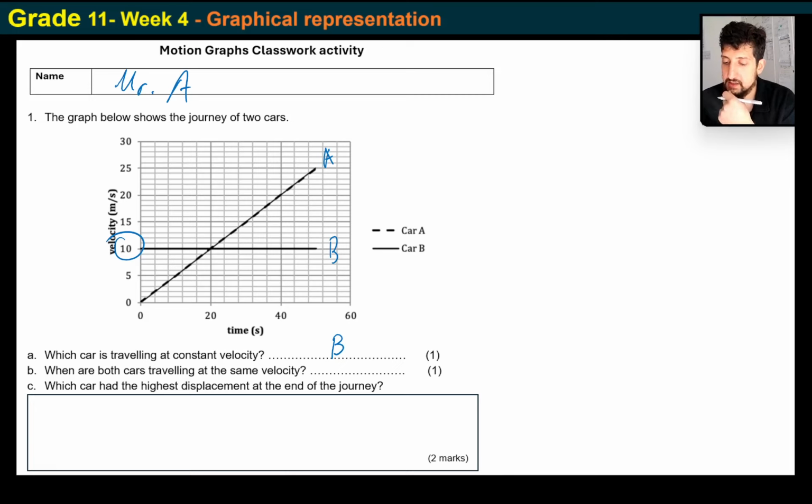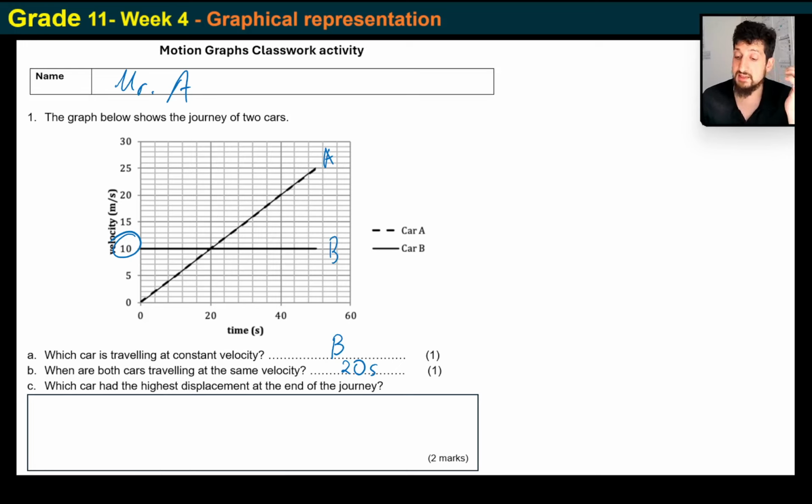When are both cars traveling at the same velocity? They're traveling at the same velocity the moment the lines intersect. So where do they intersect? Right here. So that's going to be the point at 20 seconds. They're both traveling at the same velocity, which by the way is 10 meters per second. But it didn't ask you what the velocity was. Remember, read the question carefully. It says when, so it wants the time, not the velocity. So 20 seconds, and they're traveling at 10 meters per second.